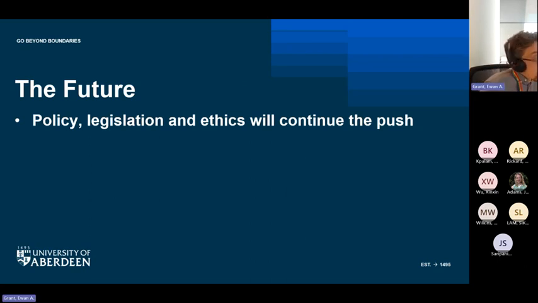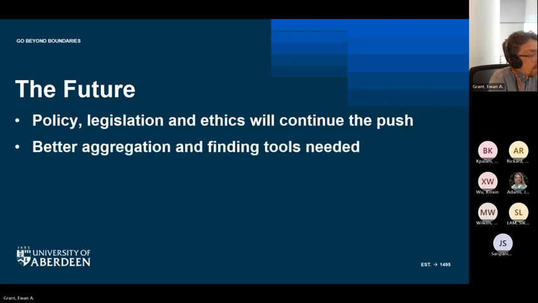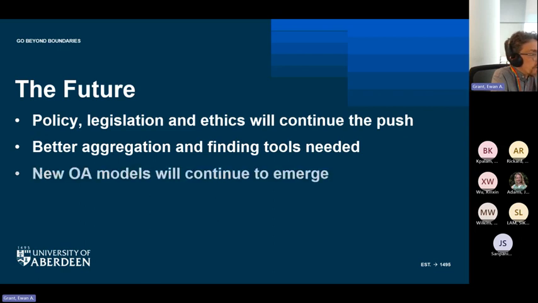So in the future, as I was saying, this is only going to grow and improve as not only policy, like funder policies, but also legislation and generally the ethics of this will continue to push the drive to greater open access. As you can see, I started off from looking in Primo, but there are disparate places in terms of how you can aggregate all the different resources that are available in this format. There is work being done out there, the likes of the Directory of Open Access Books, but there are better finding tools needed.